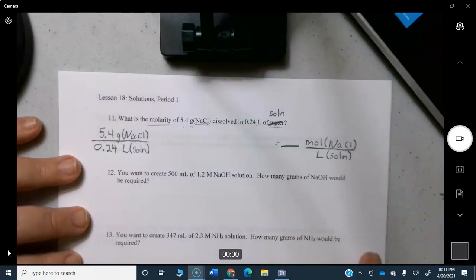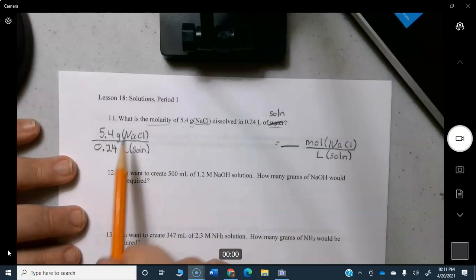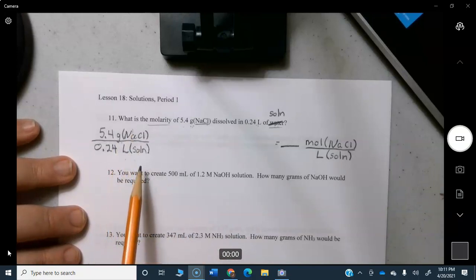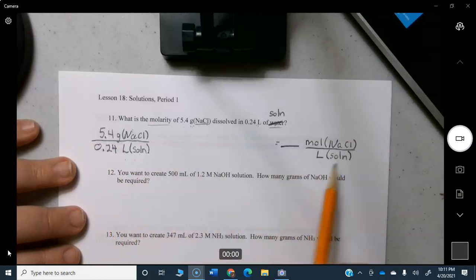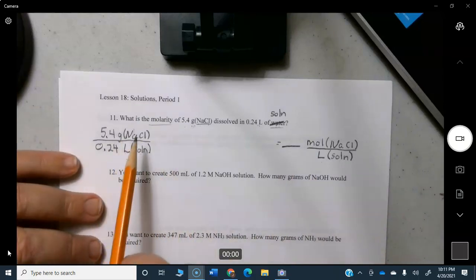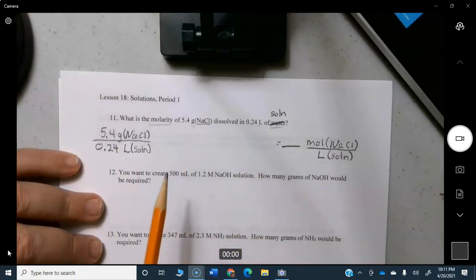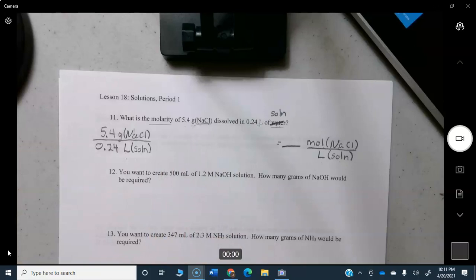Okay, all right, so we got the top. We do top first. Again, you can do bottom first if you want. Why don't we do bottom first this time? Here's why. You got liters of solution here and liters of solution here, so you don't have anything to do on the bottom. It's already in the correct units of measure. So now we go to the top, and it's grams of NaCl to moles of NaCl. Well, you've done that 1,000 times. It's molar mass. So we go to the periodic table.